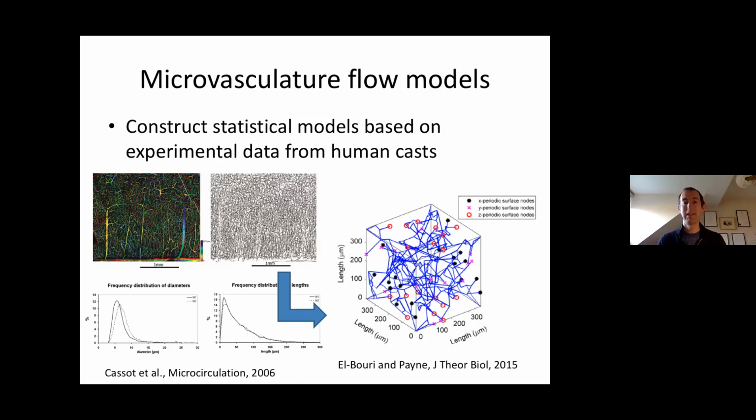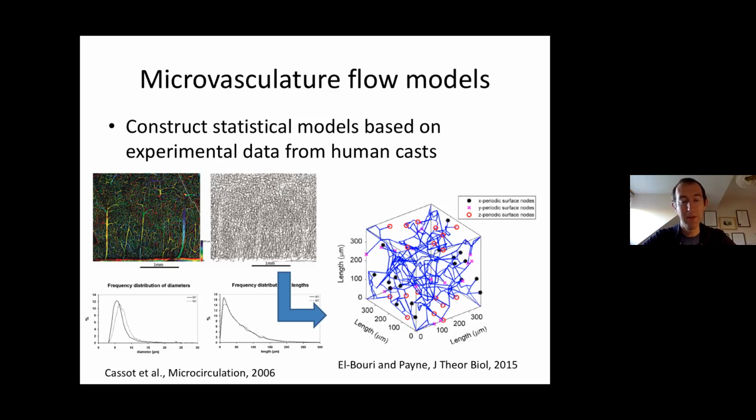It was 25 years later, the same group basically took all of those casts and quantified them. They used a lot of very smart imaging and analysis tools to characterize the behavior and summarize all the properties of the microvascular network. And you can see how complicated that is just from those two figures on the left. So this is all experimental data from human casts. And what they did was convert this into properties like the frequency distribution of diameters and the frequency distribution of lengths. And they published this in a paper in Microcirculation in 2006.